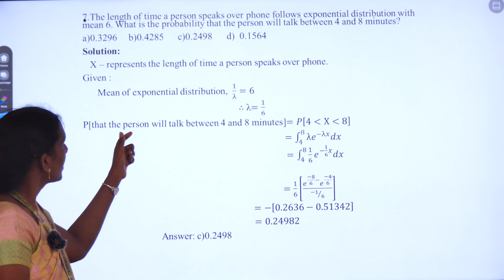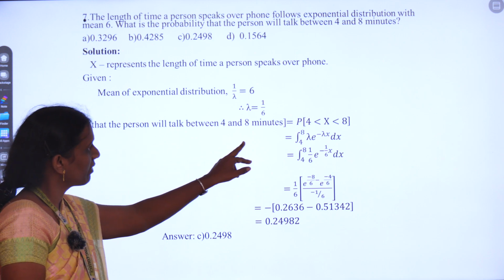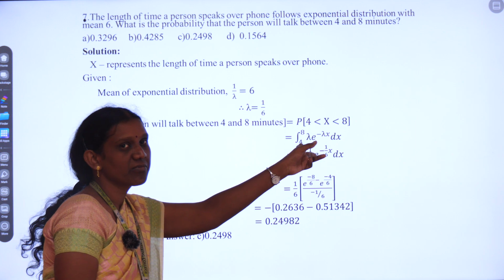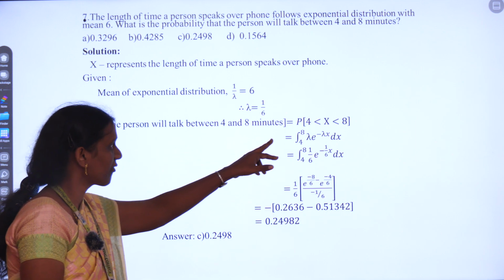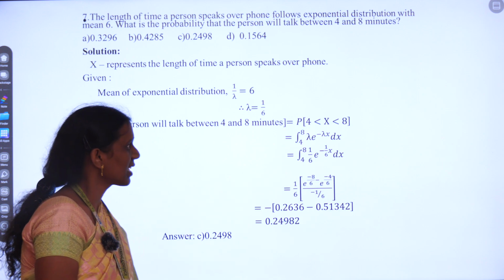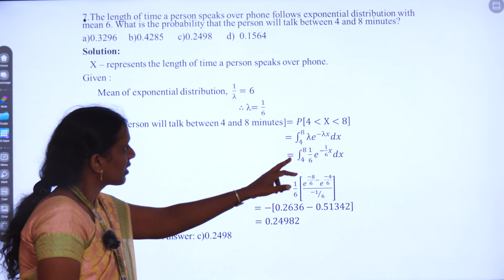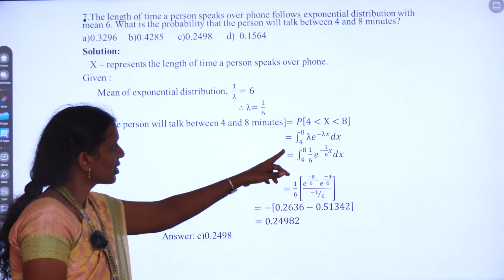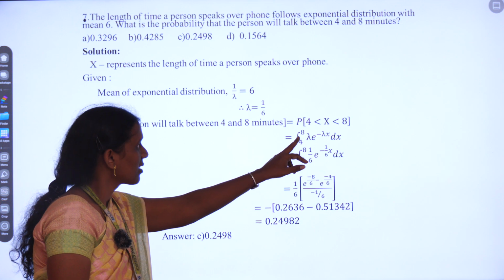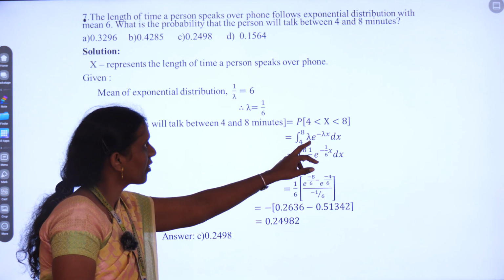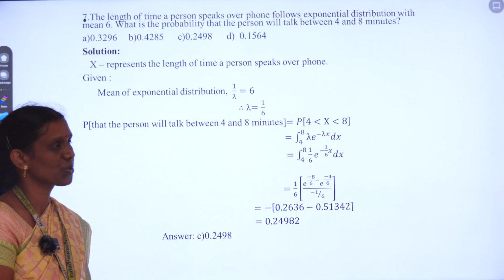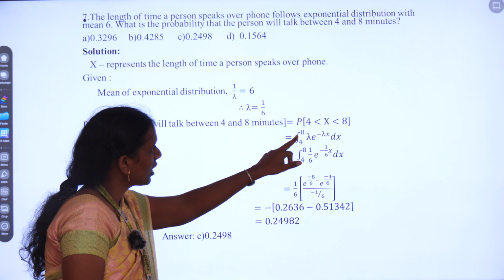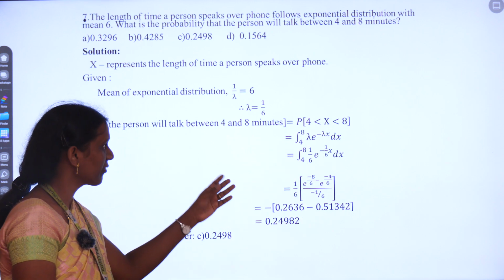We were asked to find the probability that the person will talk between 4 and 8 minutes. So the probability of x lying between 4 and 8, that is the probability of 4 less than x less than 8. Here x is a random variable between 4 and 8. Therefore we have to use the formula integral f of x into dx. What is f of x? f of x is nothing but the density function of the exponential distribution, that is lambda into e power minus lambda x into dx. Here the lower limit is 4 and the upper limit is 8.